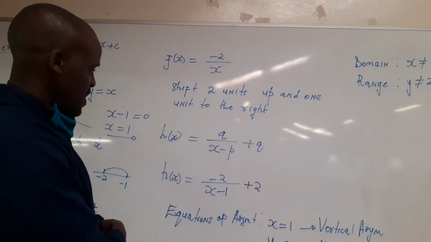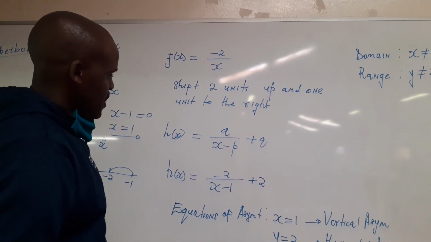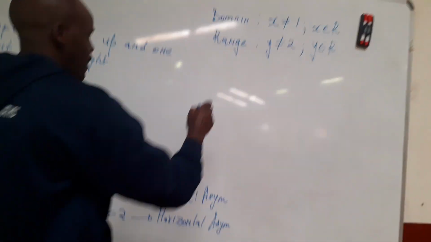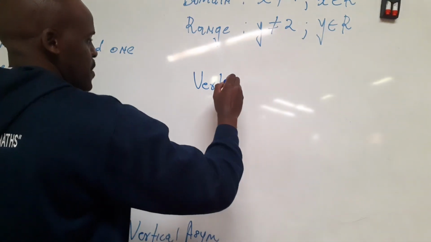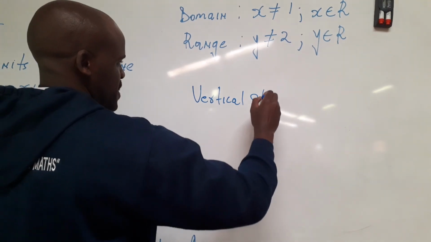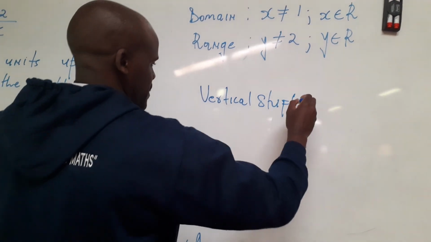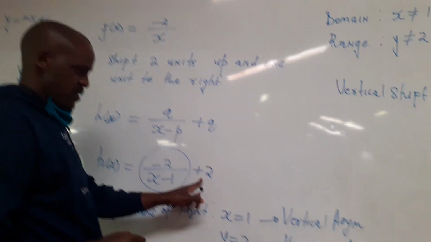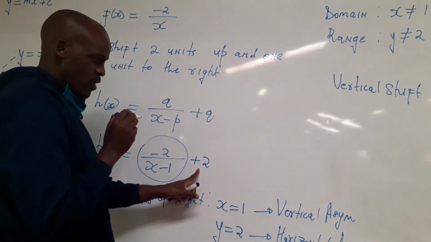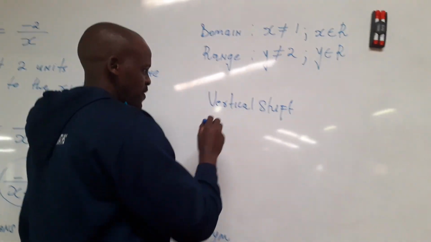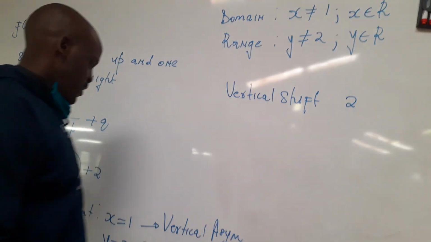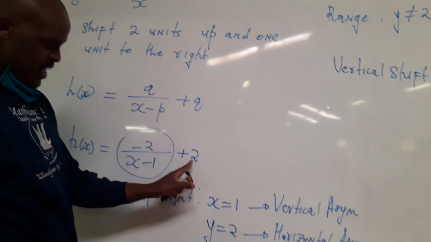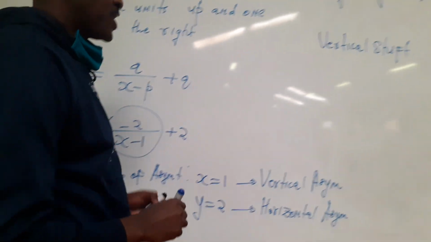Right, let's say, for instance, you are to write a vertical shift. The vertical shift, remember, this is our y, plus something. So, which means plus 2. We are shifting. So, vertical shift is 2. Whereas, the horizontal shift is 1. It's a vertical shift, that's a horizontal shift.